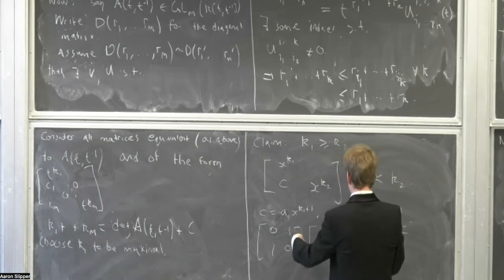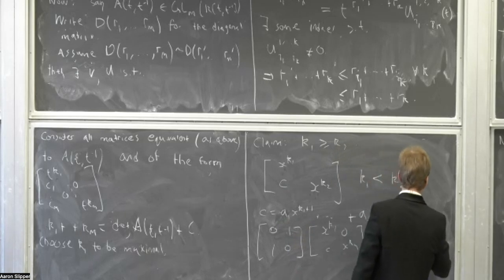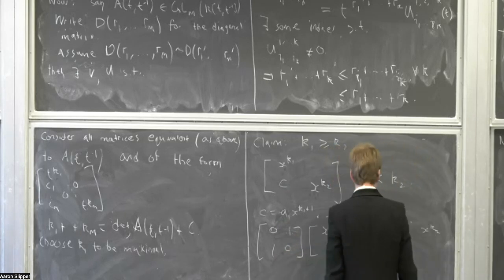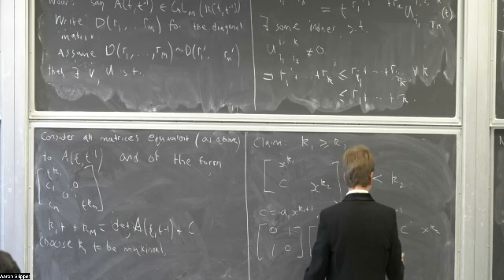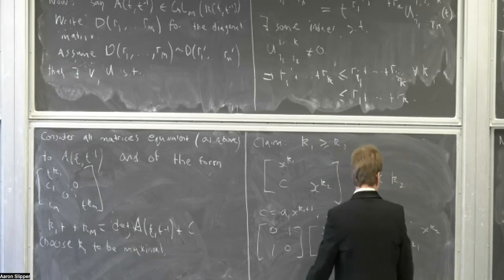This is C x to the K2, x to the K1 and 0.